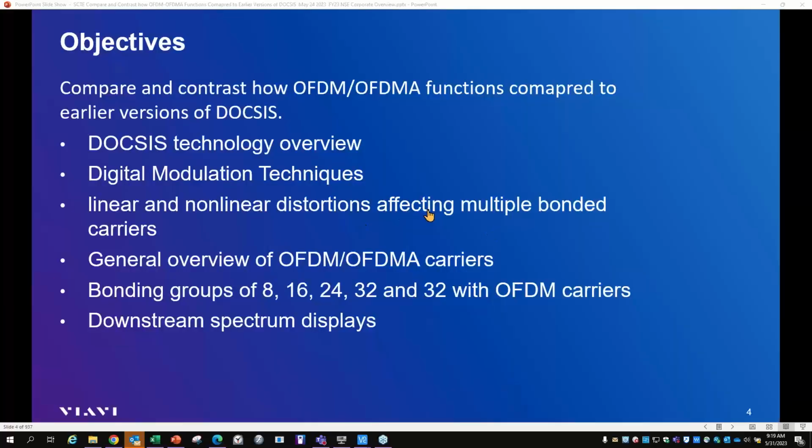So here are some of the objectives we're going to try to accomplish today. Really the goal is to show the difference between the earlier versions of DOCSIS, DOCSIS 1, DOCSIS 2, and DOCSIS 3.0, 3.1, etc. And really how the different types of carriers, whether it be single carrier video, single carrier DOCSIS, OFDM or OFDMA upstream, have different capabilities to sustain different types of issues that we have to deal with on both the upstream or the downstream. All right. So this is our objective for today.